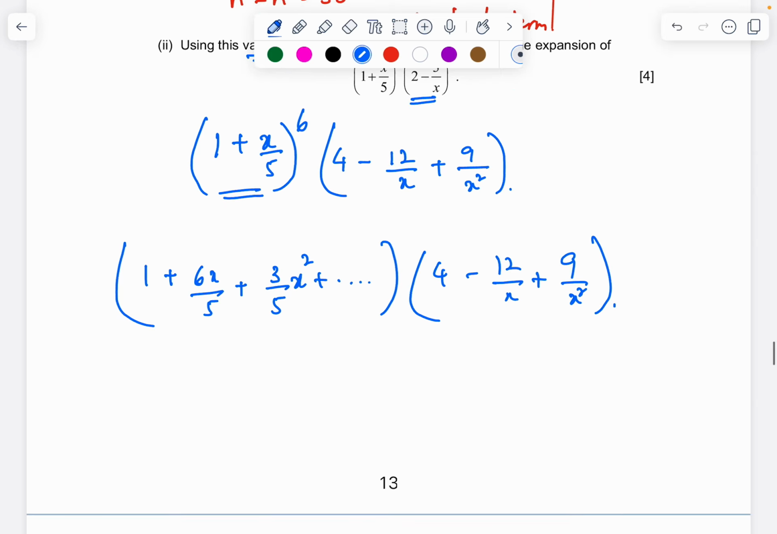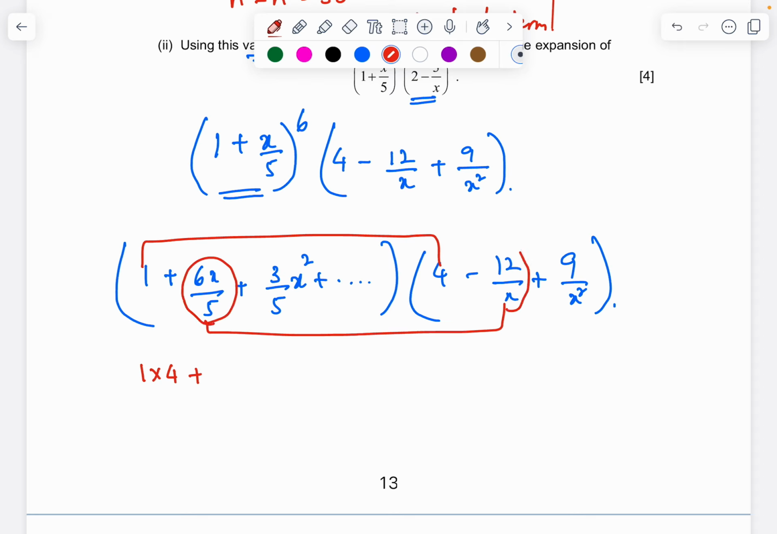So now try to understand what is a constant term. Constant term is a term without any x. So we know that 1 times 4 gives us a term without any x. Plus you can see that, when you multiply the 6x and 12 over x, the x and x get cancelled, times negative 12 over x.